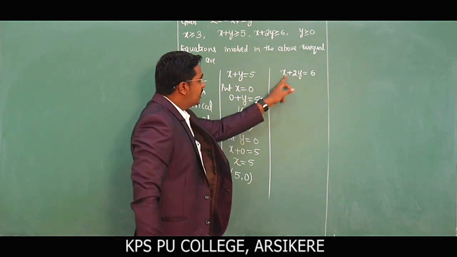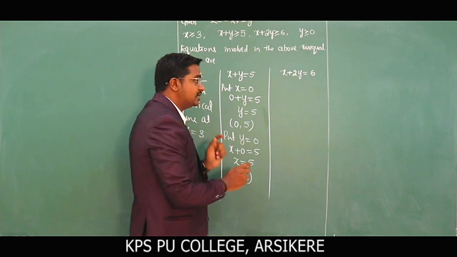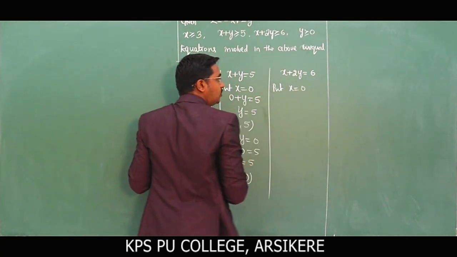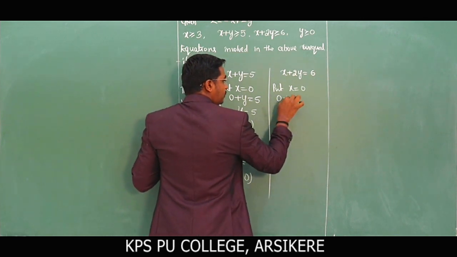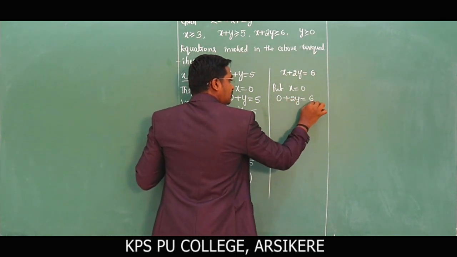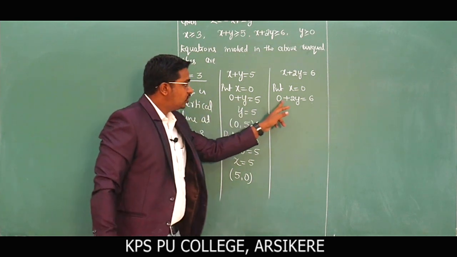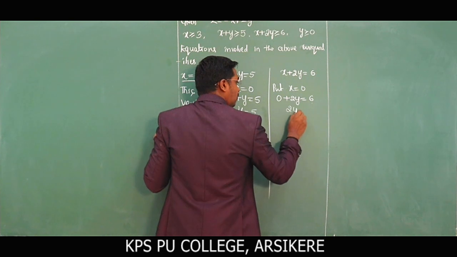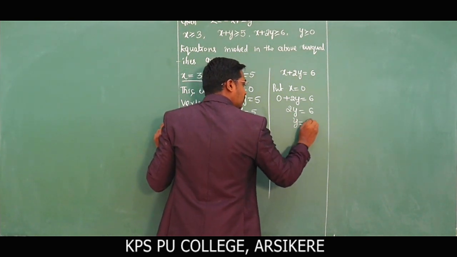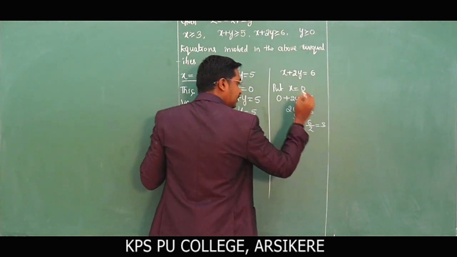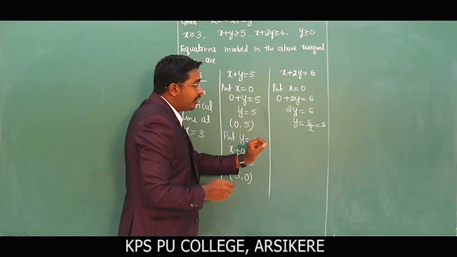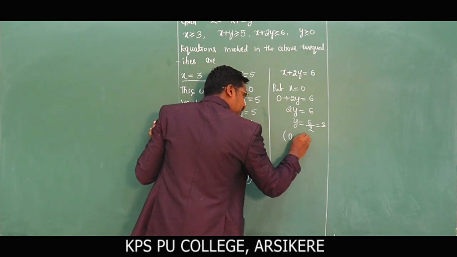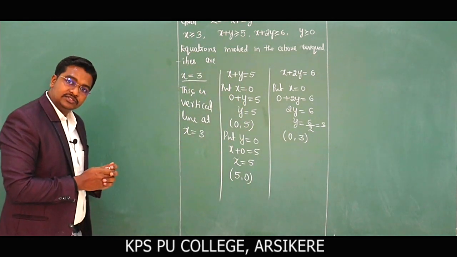Next, let us solve the third equation. We have x plus 2y is equal to 6. Same method here. Put x is equal to 0. Here 0 plus 2 into y is equal to 6. So 0 plus 2y is nothing but 2y. Therefore 2y is equal to 6. What is y then? y is equal to 6 divided by 2, which is 3. What is the corresponding point on the y axis here? 0, 3.